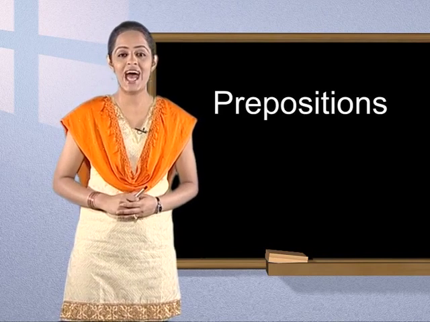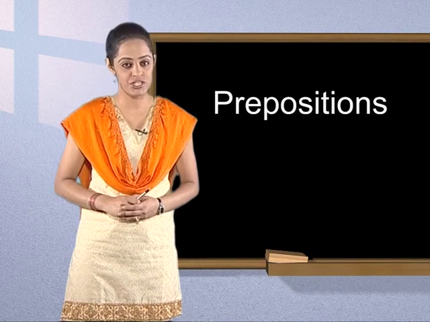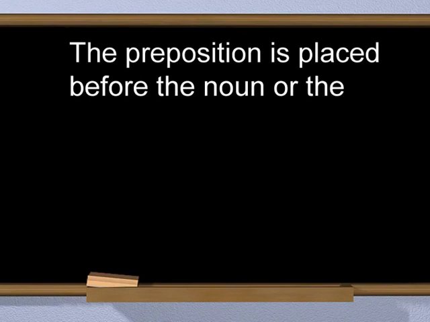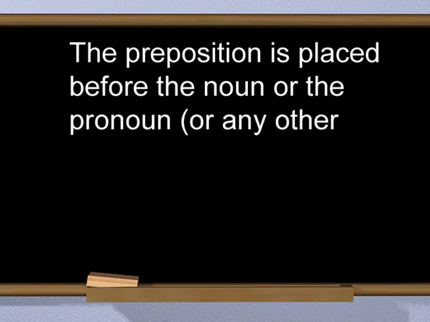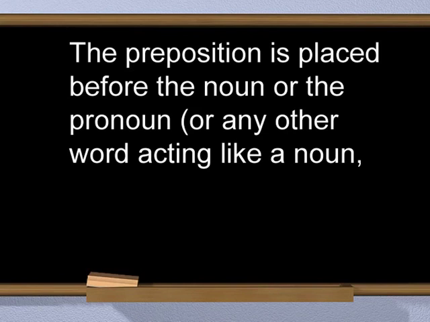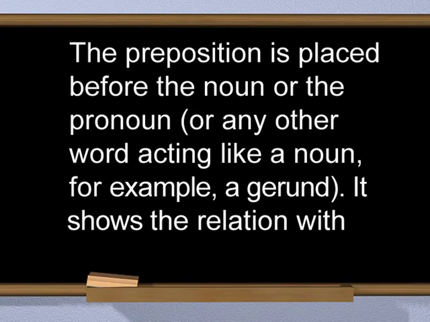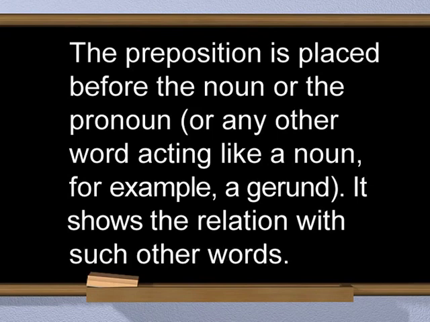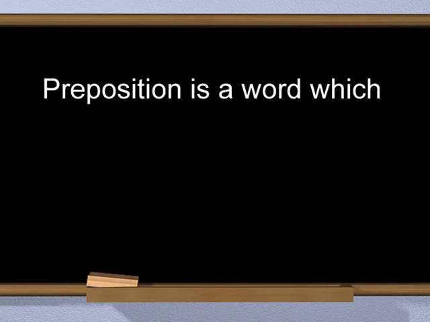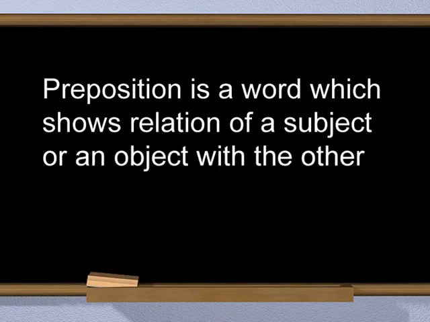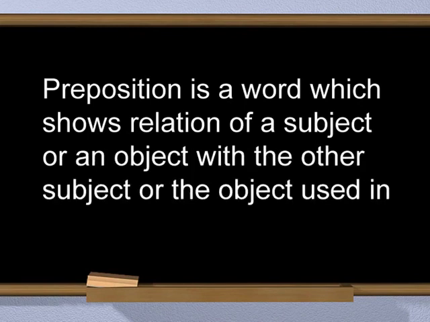First of all, look at the definition of a preposition. The preposition is placed before the noun or the pronoun or any other word acting like a noun, for example, a gerund. It shows the relation with such other words. Or in other words, preposition is a word which shows relation of a subject or an object with the other subject or the object used in the sentence. Now look at these pictures.